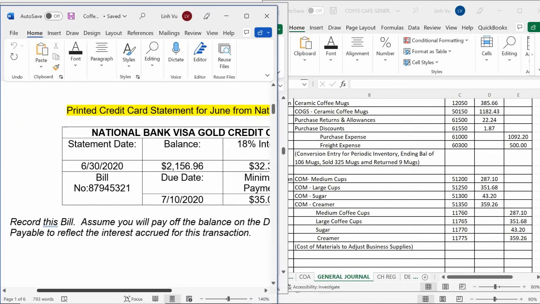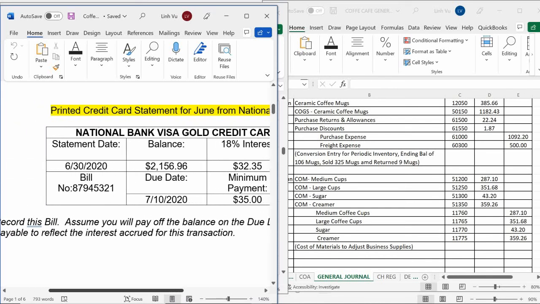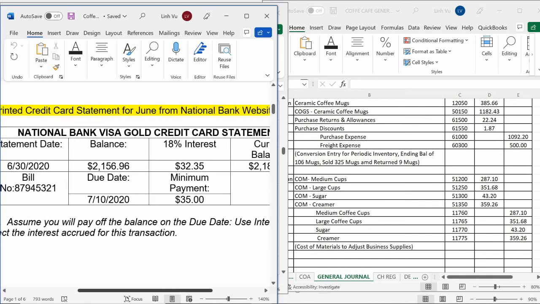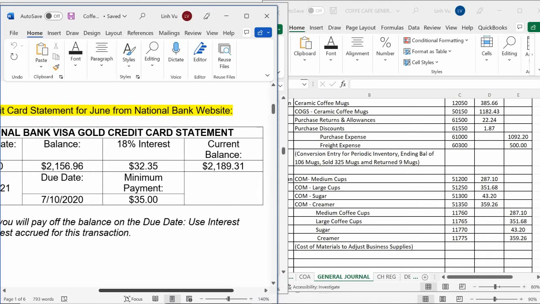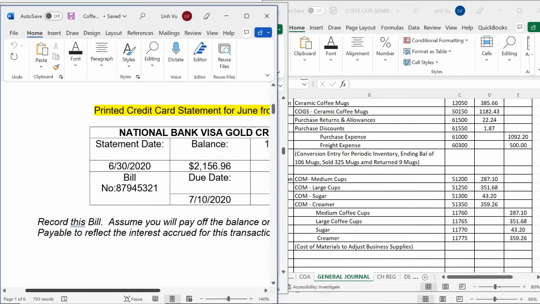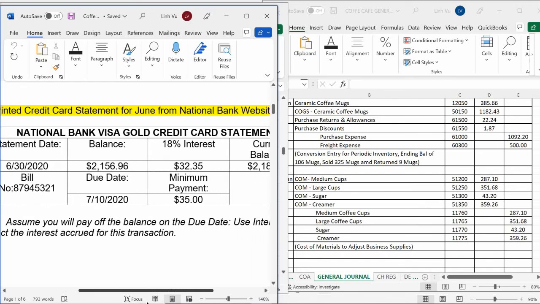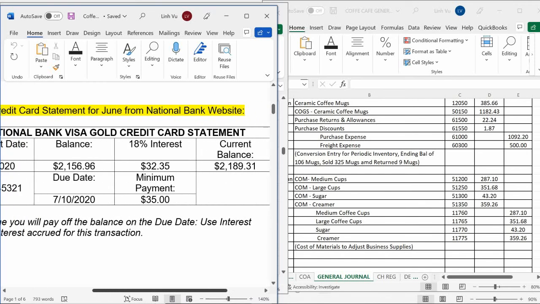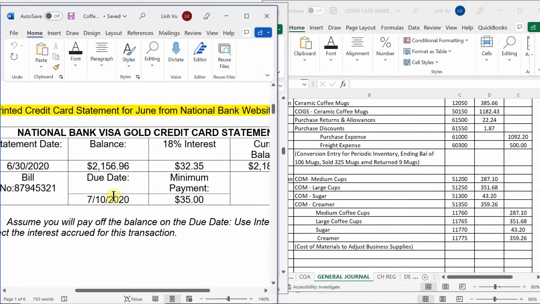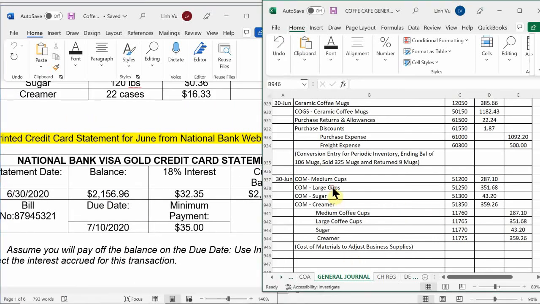Now down below it says right here: record this bill. Assume that you will pay off the balance on the due date. Use interest payable to reflect the interest accrued for this transaction. So we're going to record a bill. We're not going to pay it yet. So therefore, what am I creating?